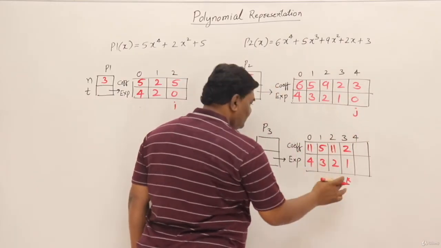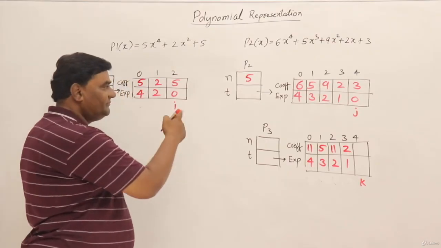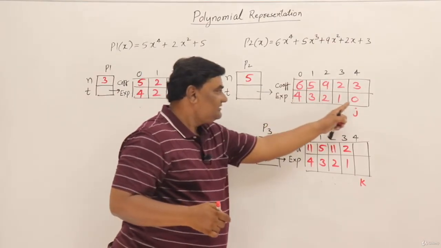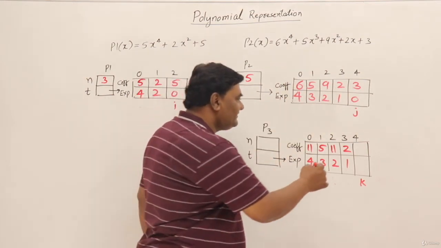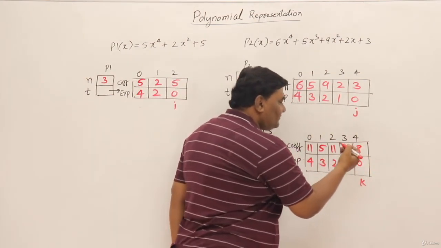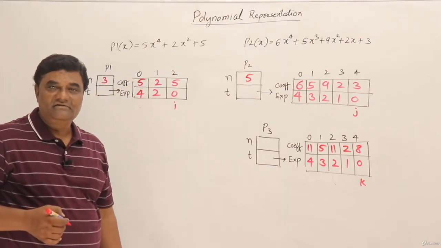Move j. Move k. Now check powers. Both are equal. 0, 0. Then add coefficients. 5 plus 3, 8. 8, 0. That's all. They are added.